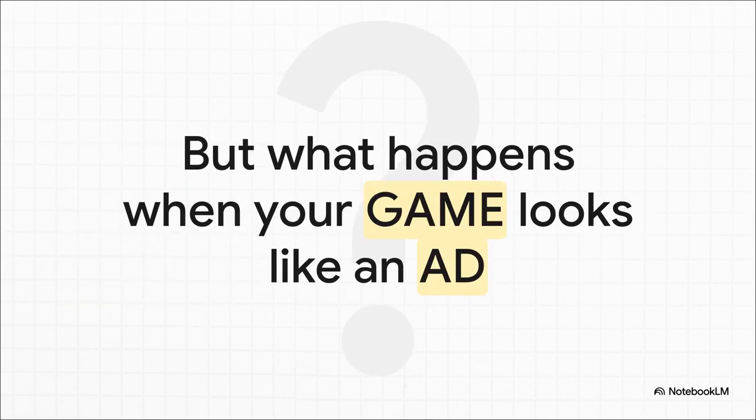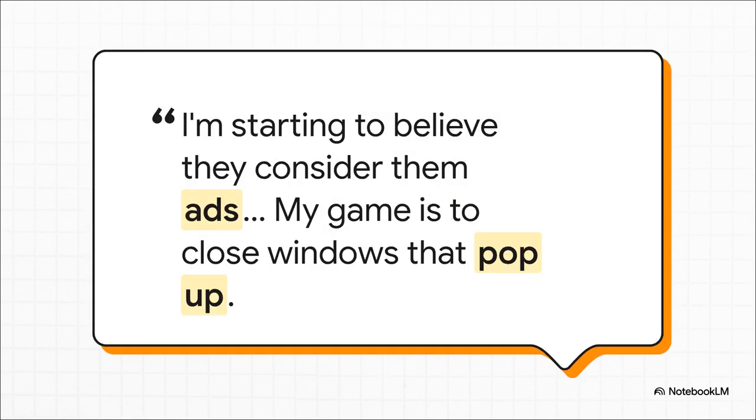Now, following the rules sounds pretty straightforward, right? But what happens when the whole concept of your game kind of blurs that line between gameplay and, well, an ad? This is where some developers can run into some really weird, unexpected trouble with those platform policies. Let me tell you about a real-world case study. A developer on Reddit was totally stumped. They kept getting their game rejected by Google Play for an ads policy violation. But here's the kicker. Their game had 0 ads.